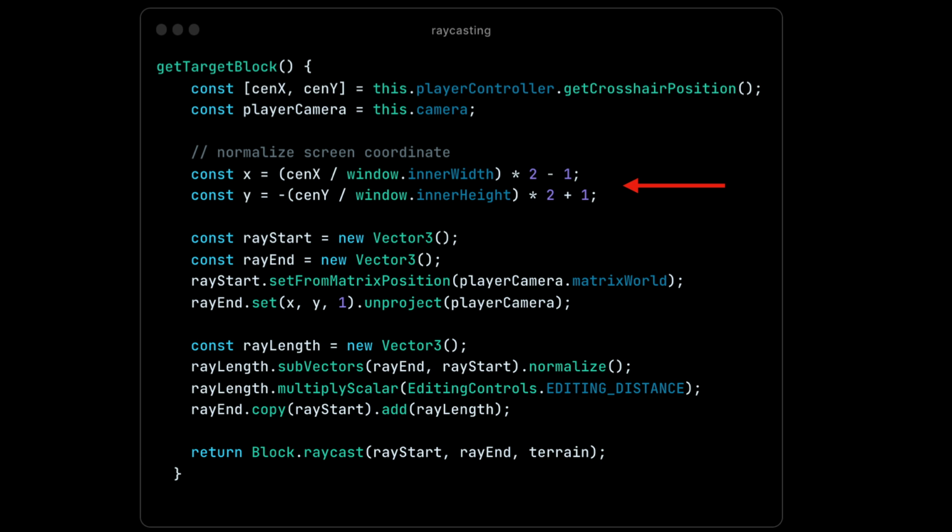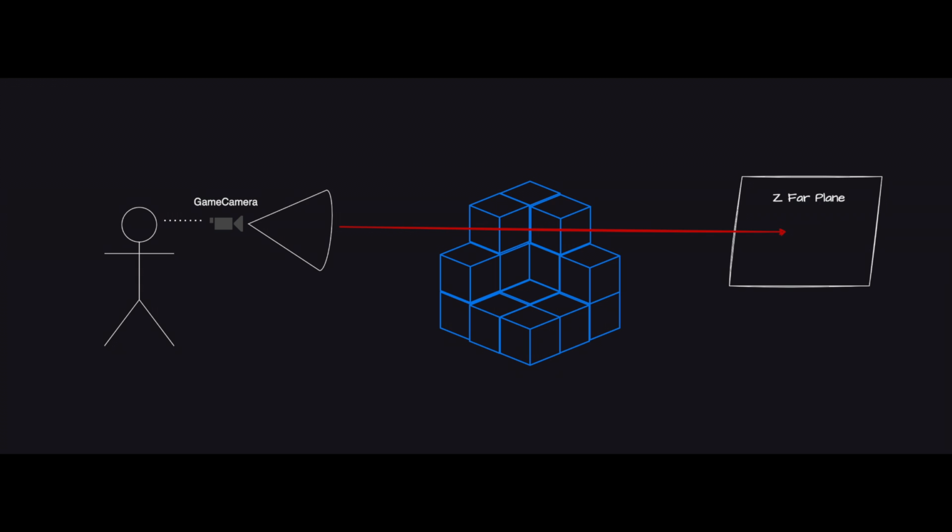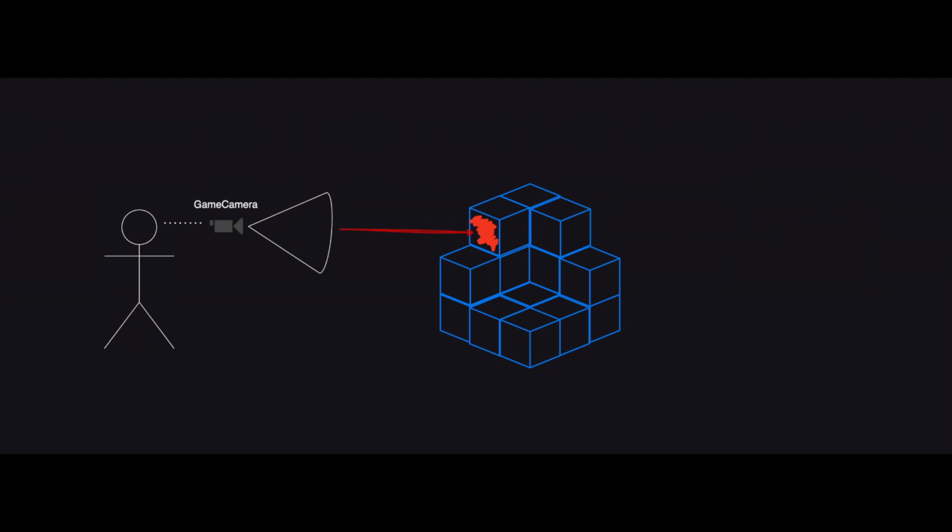First, we get the normalized screen coordinates of our crosshair position. From there, we construct the ray and then execute a very sophisticated algorithm to detect if the ray has intersected some voxel while casting this ray. If it has intersected at least one voxel, we return the first voxel intersected.